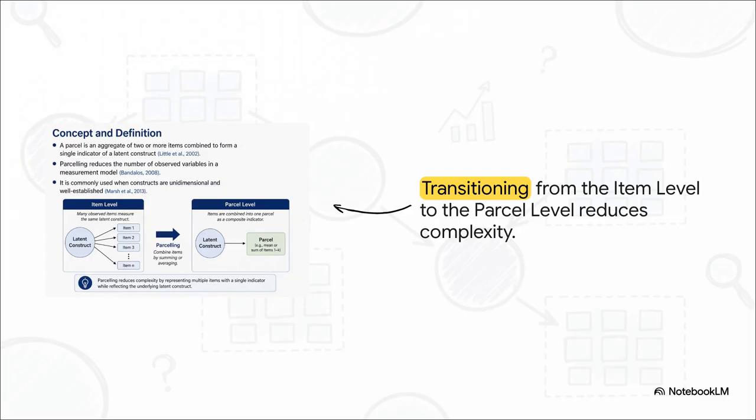Just visualize it for a second. You've got a single latent construct trying to manage a bunch of observed items, say 10 different survey questions. Every single arrow there is a parameter the software has to estimate, which gets incredibly messy fast. But when we apply parceling, we combine those items by summing or averaging them. Now our latent construct only points to 3 parcels. It drastically reduces the complexity of the measurement model while still totally maintaining the core representation of your underlying construct.